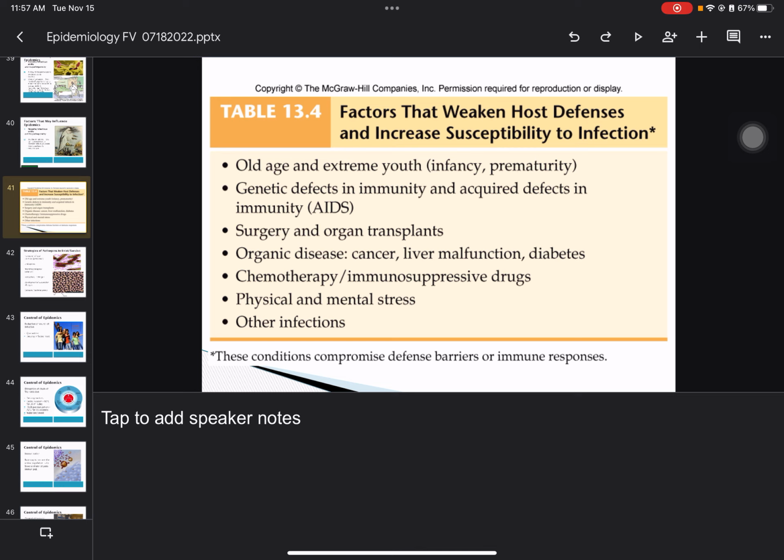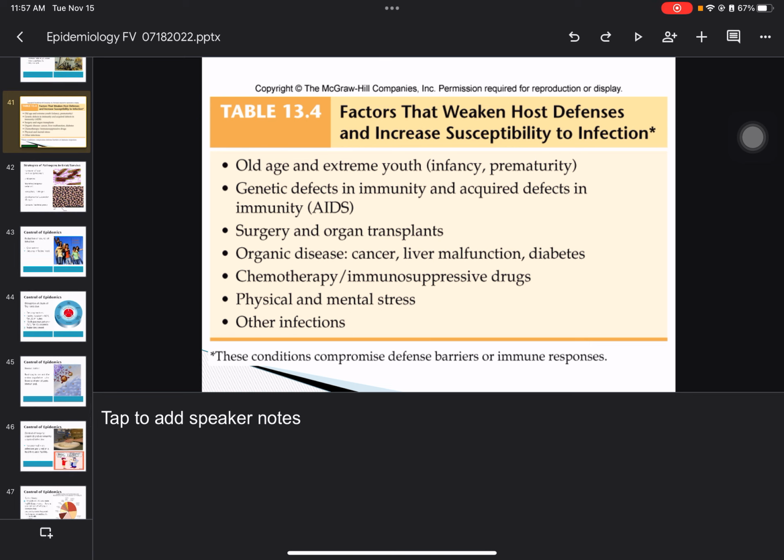Okay. So here are things that can weaken host defenses: old age and extreme youth, genetic defects in immunity or acquired defects in immunity like AIDS, surgery or organ transplants, mostly because you're going to be taking immunosuppressants, organic diseases such as cancer, liver malfunctions, and diabetes, chemotherapy, immunosuppressive drugs, physical and mental stress, right? All the stuff that you guys are going through at the end of the semester puts you under stress. I'm not going to mention anybody's name, but you know who you are. You get stressed out, and you're likely to get infections of the respiratory tract and the gastrointestinal tract. Those are the two that mostly get affected.